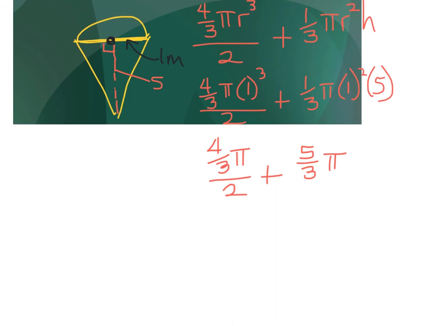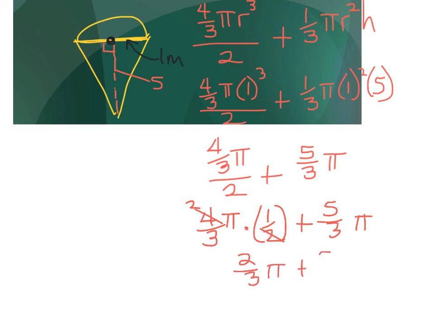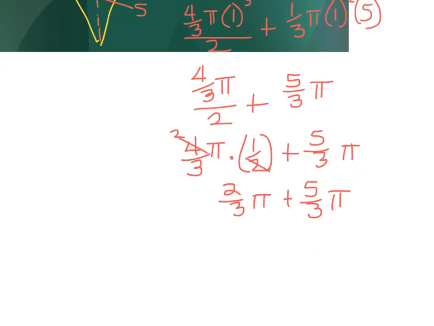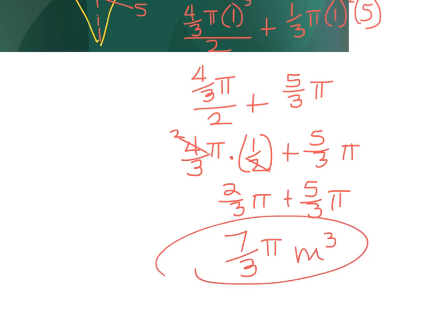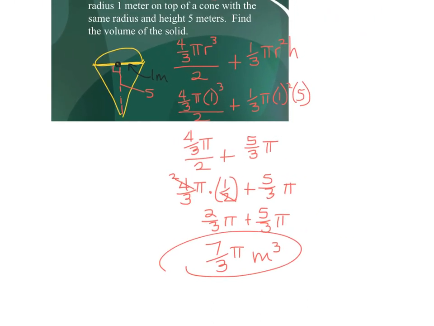I still have to simplify this. So it's divide by 2, which is really like multiplying by 1/2. Still have the 5 over 3 pi. When I multiply that, I could simplify here and get 2/3 pi plus 5/3 pi. So the total volume is going to be 7 over 3 pi meters to the 3rd power, or meters cubed. So that would be the volume of my ice cream cone here, or my complex figure.